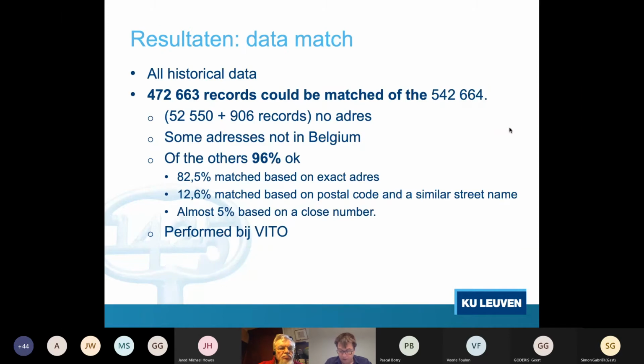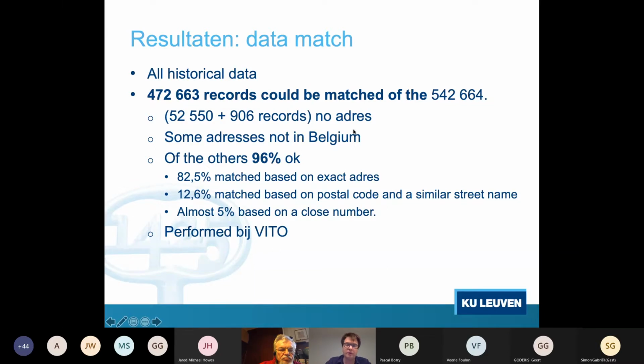Then one of the other very interesting moments was to see whether we were able to match the data, because if you have someone's address, you need to be able to geocode it, to link it to an exact location on the map, and then you get all the environmental factors. So we sent in all our historical data. You see here the numbers: more than 500,000 individual patients' addresses were sent through the system.